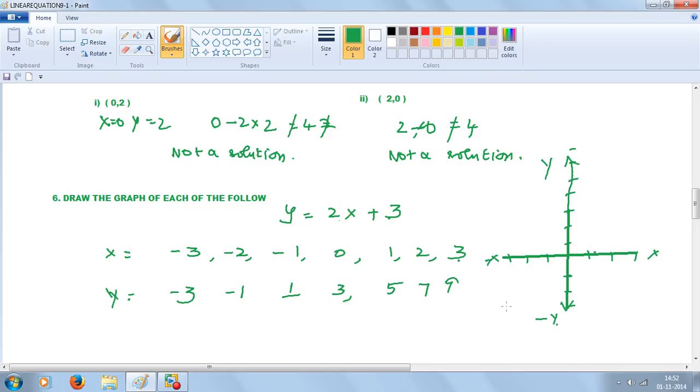So the equation will come. The first point is here: x is minus 2 means y is minus 1; x is minus 1 means y is 1; x is equal to 0 means y is 3, 1, 2, 3 here. Then y is 5. So the straight line will be something like this. Please do it as per actual values. If you draw it actually, it will come out correct.